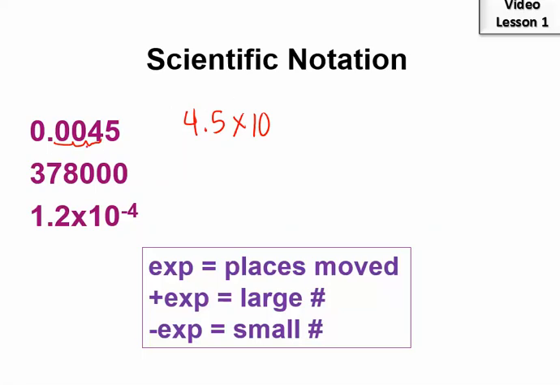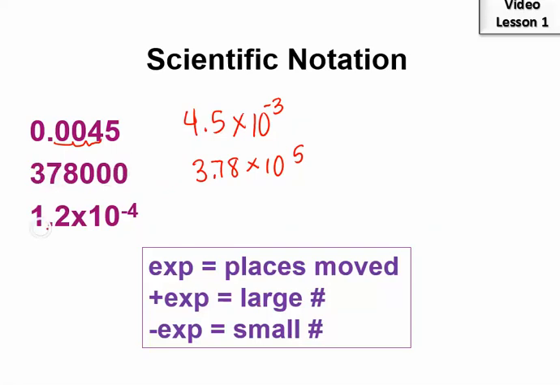And so I moved it 1, 2, 3 times. And then think about the sign of the exponent. It will be positive or negative. Negative is for a small number. So this is -3. This one I'm going to move it all the way to right there. And that's 3, 4, 5 times. And that's a +5. This is a large number.